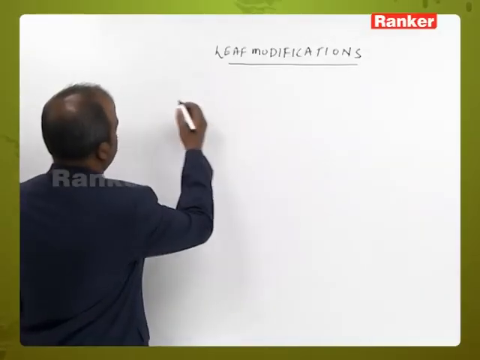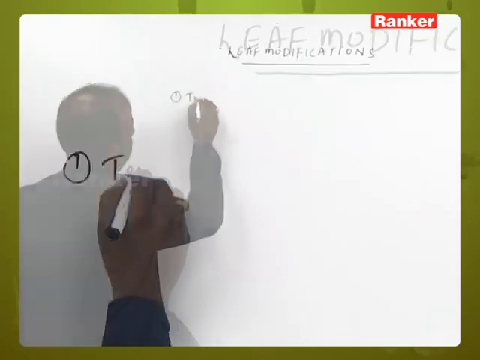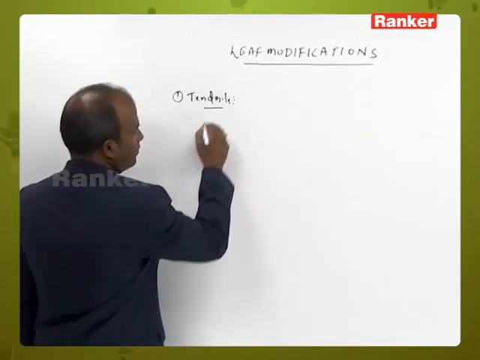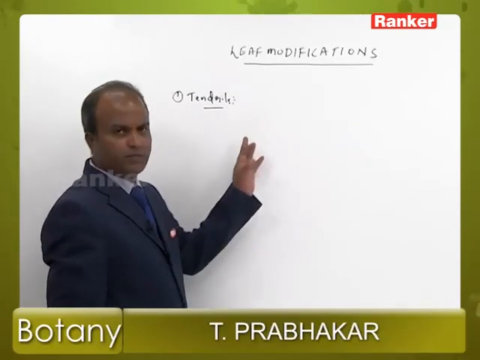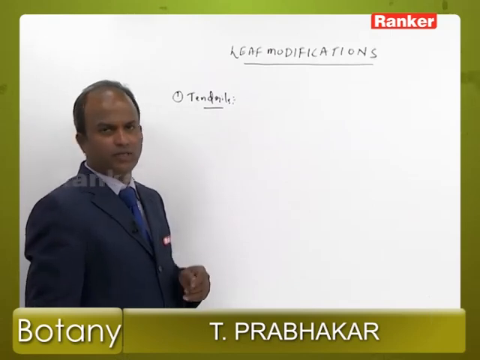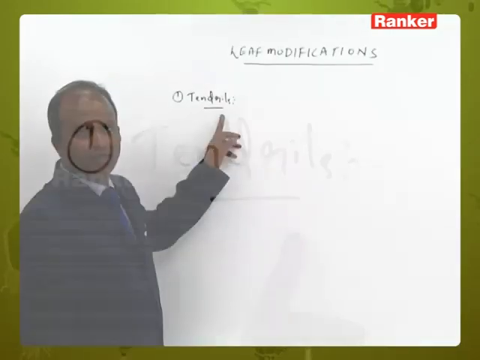Leaf modifications. The first leaf modification, insectivorous plants, I already explained, and this second leaf modification is nothing but tendrils.